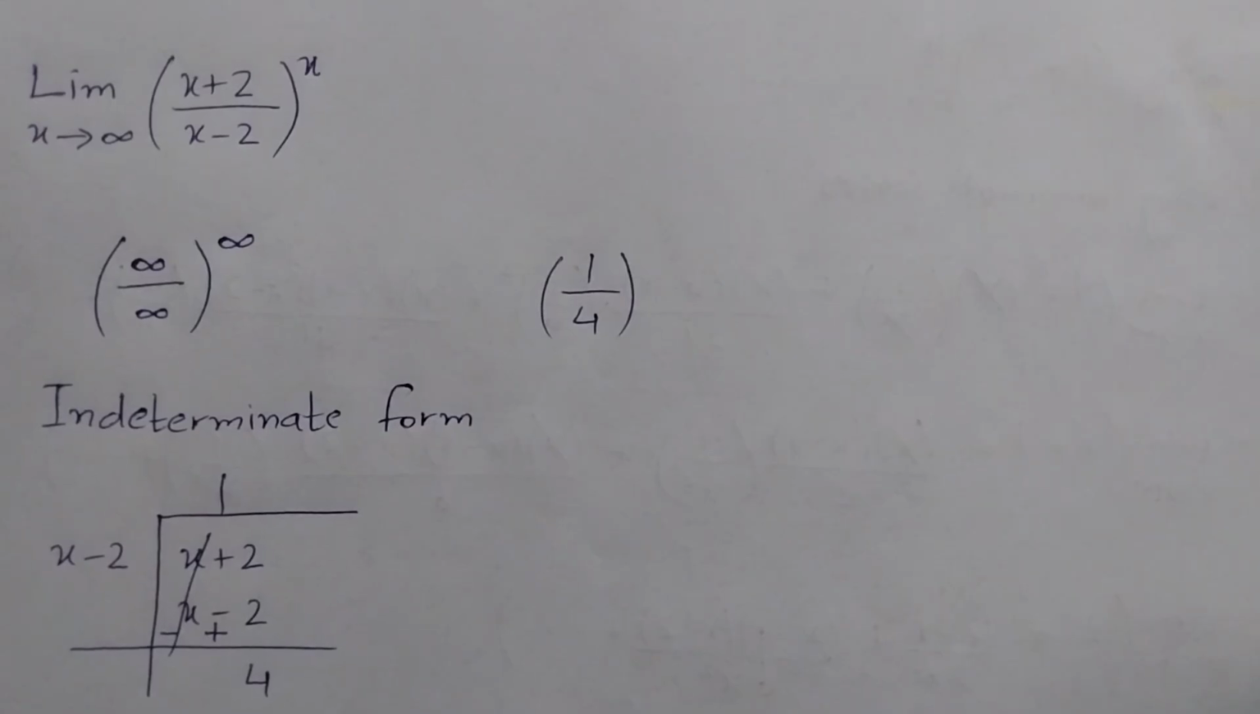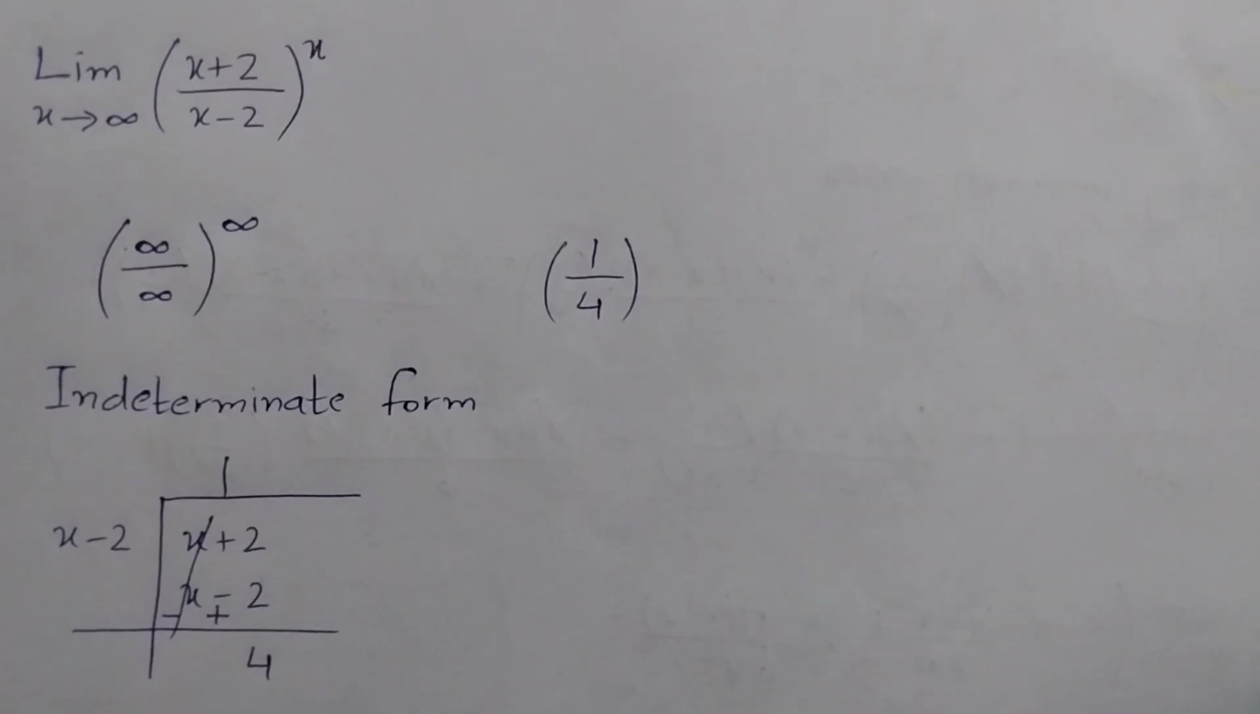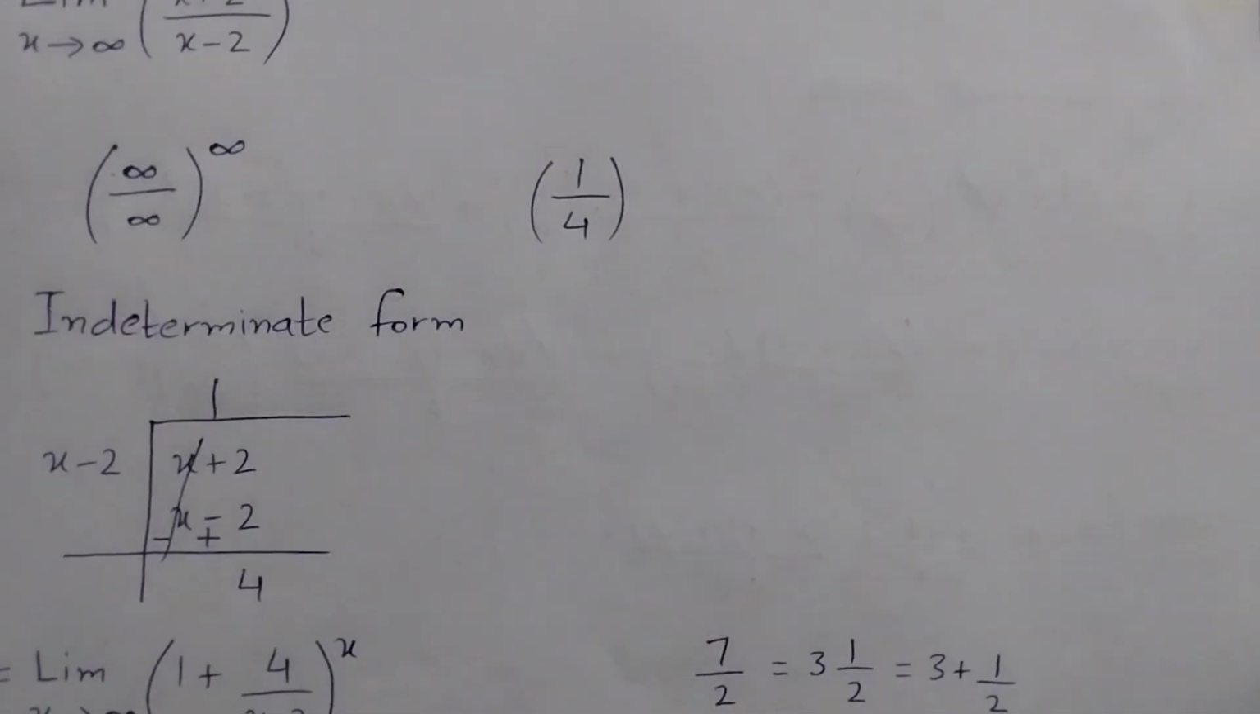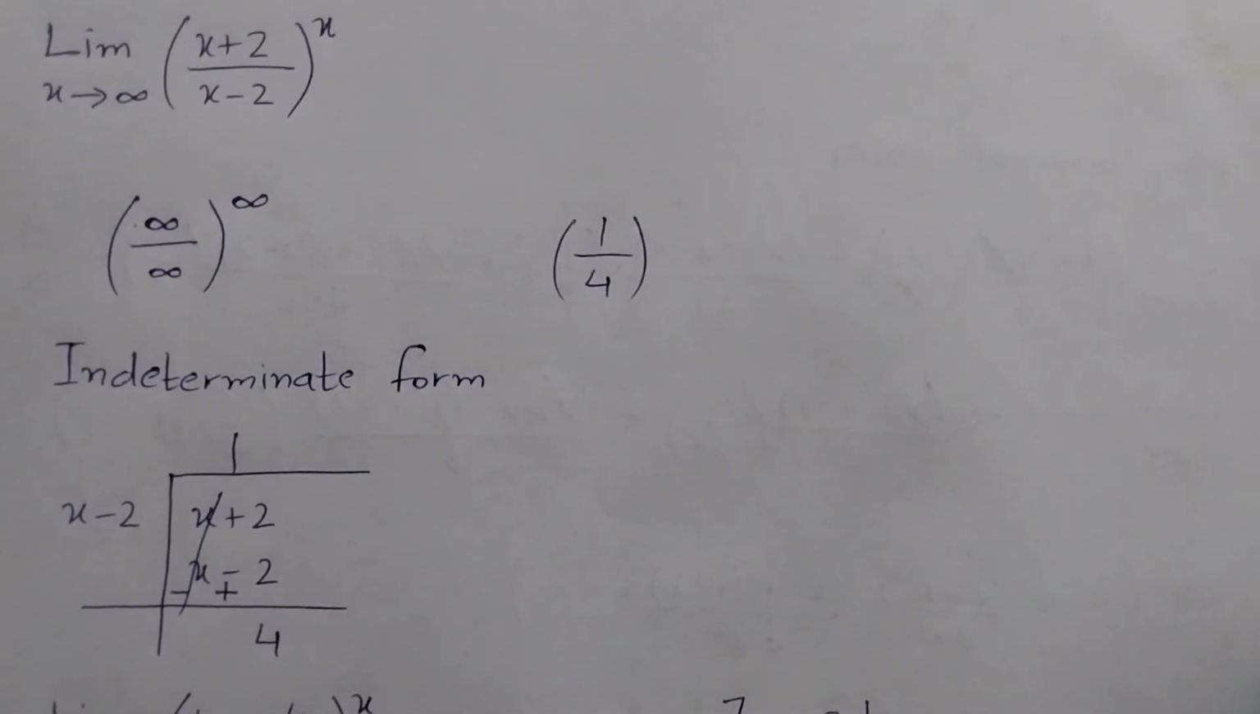So we need to get rid of this form to evaluate this limit. And what we can do is, if you look at the expression, x plus 2 over x minus 2, we can see that this is an improper fraction. The degree in the numerator and the degree in the denominator are equal, so we can divide it. We can use long division here. So we are dividing x plus 2 by x minus 2.